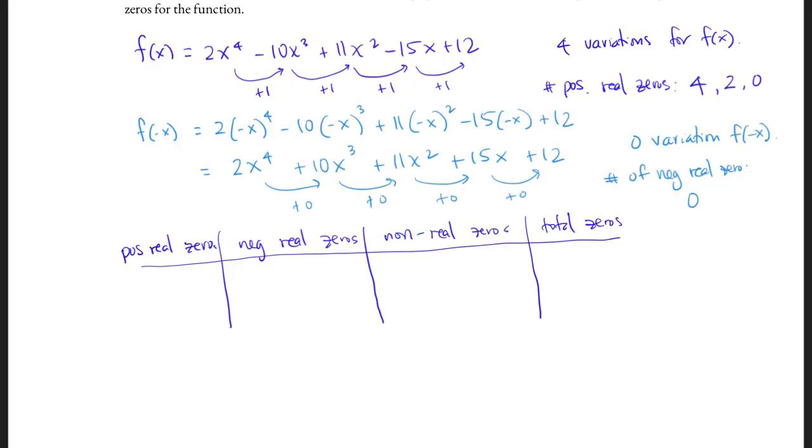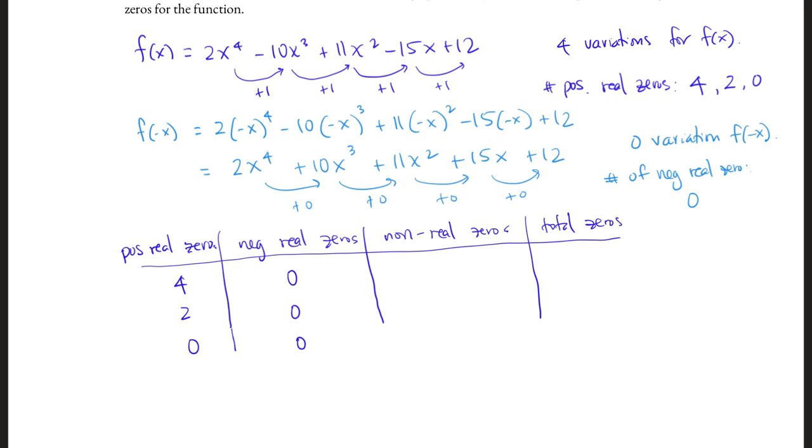We summarize the results in this table. There are 3 possibilities for the positive real zeros, and they are 4, 2, or 0. There are 0 negative real zeros. And so we simply list the possibilities for positive real zeros, 4, 2, or 0, and we list the number of negative real zeros for each of the corresponding positive real zeros.